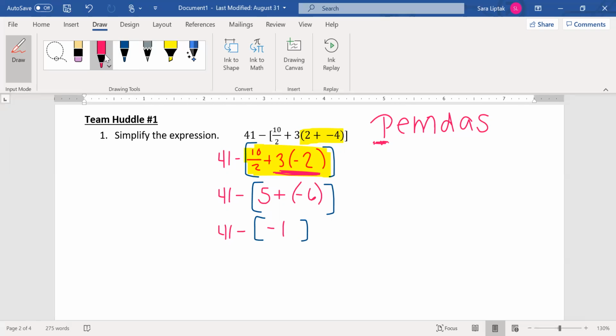Now, I don't see any exponents. We're done with our brackets. We've simplified it to a single digit. I don't see any multiplying or dividing, but we do have some adding and subtracting we can look at. I automatically see a minus sign right up next to a negative sign. So if we do keep, change, this actually turns into 41 plus 1, which gives us a total sum of 42.